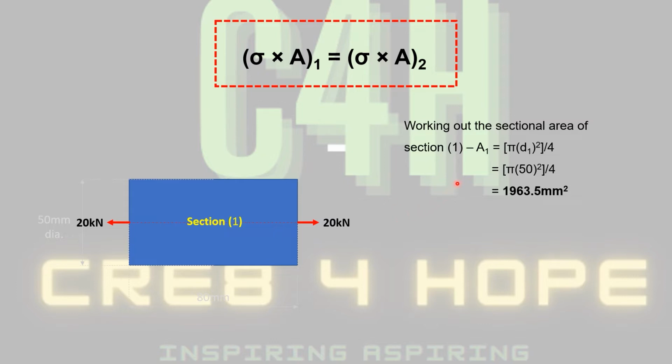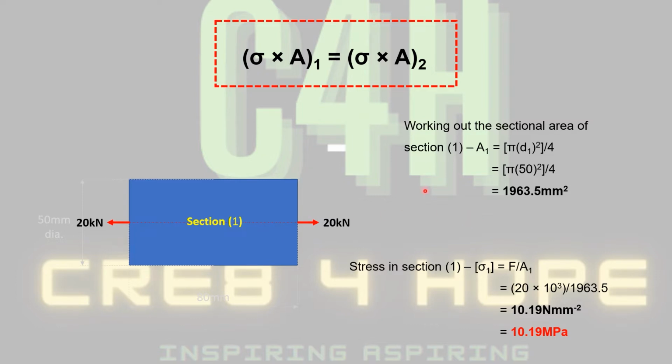Similarly, we're still going to be using the engineer's formula, so hopefully by now you've gotten used to me using this particular formula. But again, if you want to use pi r squared, feel free to do so. So to work out the sectional area for section 1, A1 is equal to pi d1 squared divided by 4. Since d1 is equal to 50, we introduce that into the equation and we get a result of 1963.5 millimeters squared. If you want to calculate on the basis of meters, feel free to do so.